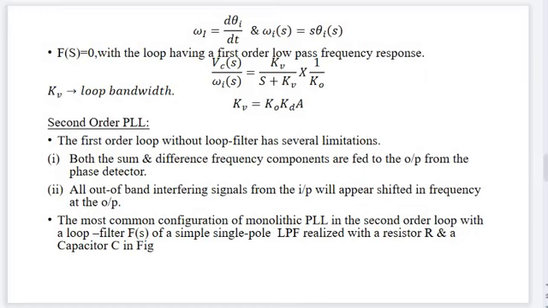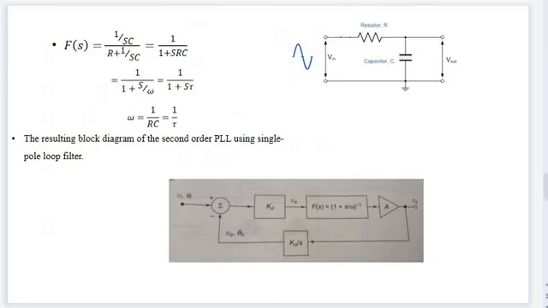The most common configuration of a monolithic PLL is a second order loop with the loop filter F(s) of a simple single pole low pass filter, realized with a resistor R and a capacitor C in the figure. So F(s) is equal to 1/(sC) divided by R plus 1/(sC), which is equal to 1 divided by 1 plus sRC.